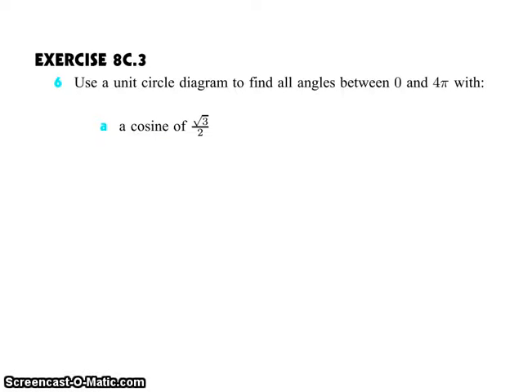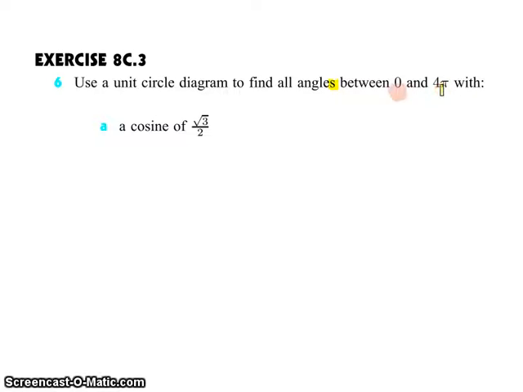This is Chapter 8C.3, and we're looking at Question 6, Part A. We're told to use a unit circle diagram to find all the angles between 0 and 4 pi that have a cosine of root 3 on 2. Now, we're told that there's more than one, so we're going to be finding multiple values.